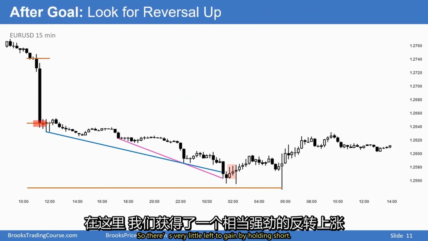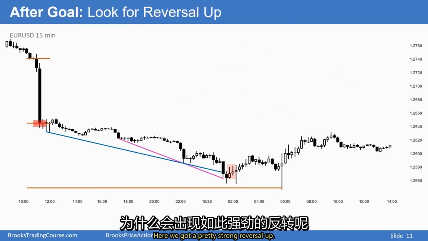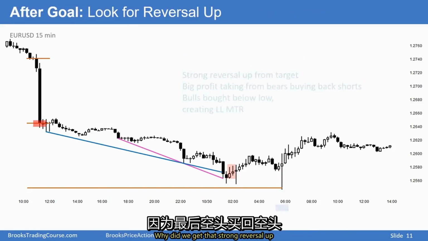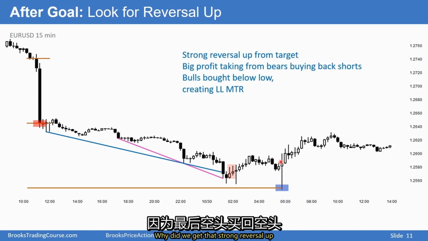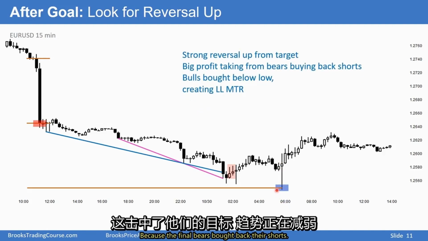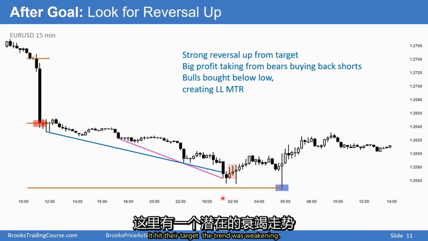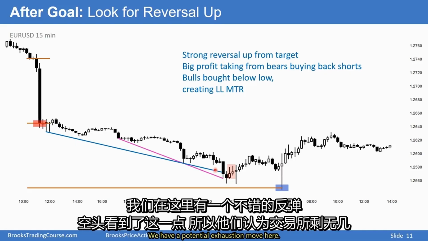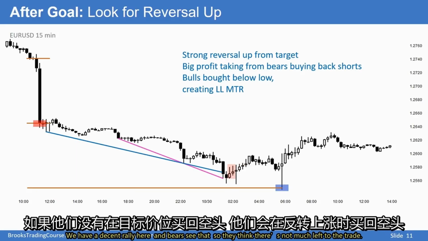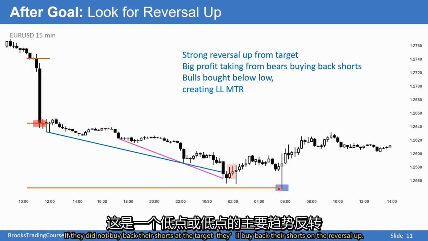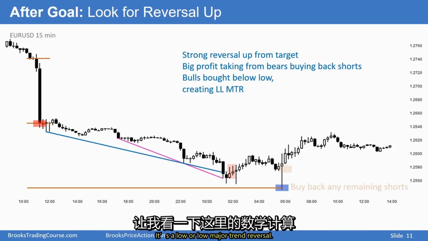Here, we got a pretty strong reversal up. Why did we get that strong reversal up? Because the final bears bought back their shorts. It hit their target. The trend was weakening. We have a potential exhaustion move here. We have a decent rally here. And bears see that, so they think there's not much left to the trade. If they did not buy back their shorts at the target, they'll buy back their shorts on the reversal up. It's a lower low major trend reversal.